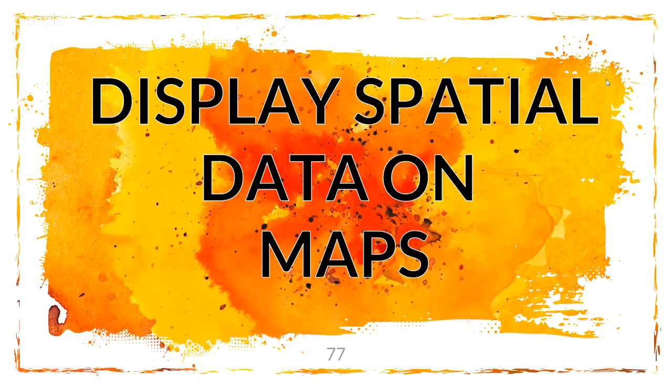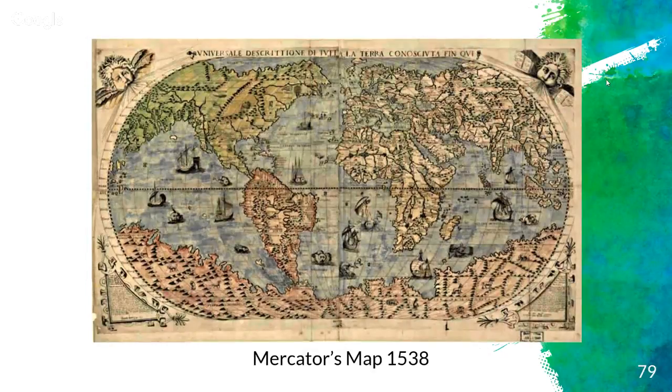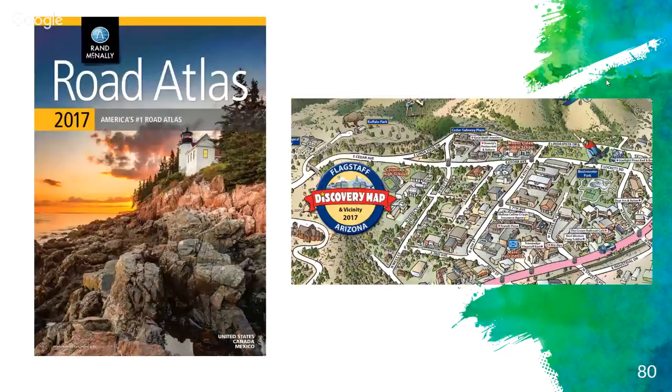So what all these maps have in common is that we display some kind of spatial data on maps. But these aren't your Mercator maps, right? Which is what Mercator's map looked like back in 1538, really nice and pretty. And it's not quite those road atlases, right?